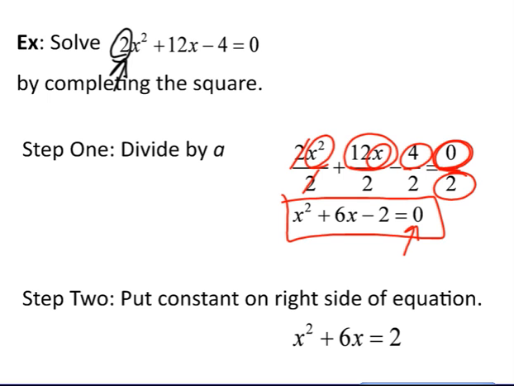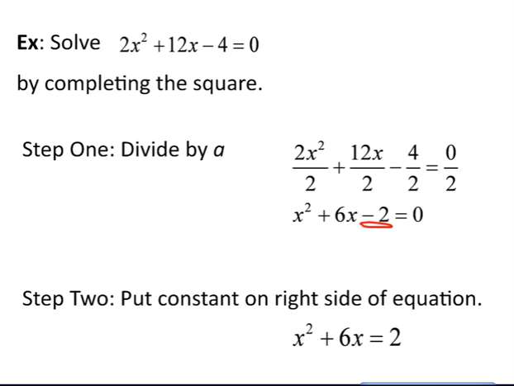Step 2, we want to put the constant on the right side of the equation. The constant is the one that's by itself. It does not have a variable attached to it. So the opposite of subtract 2 is add 2 to both sides. That will give me x squared plus 6x equals 2.